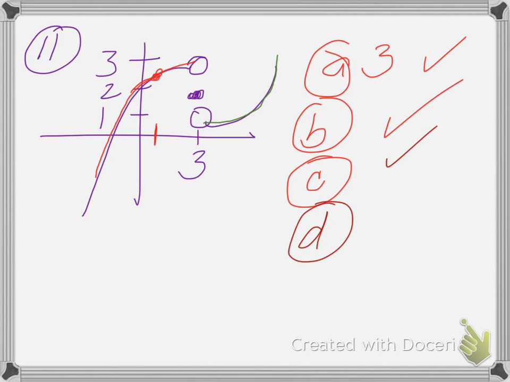Okay, D. Says the limit as x approaches 3 exists. Well, that is definitely not true, because as I approach 3 from the left side, I'm up here. As I approach from the right side, I'm down there, so the limit does not exist. And therefore, D is the answer.